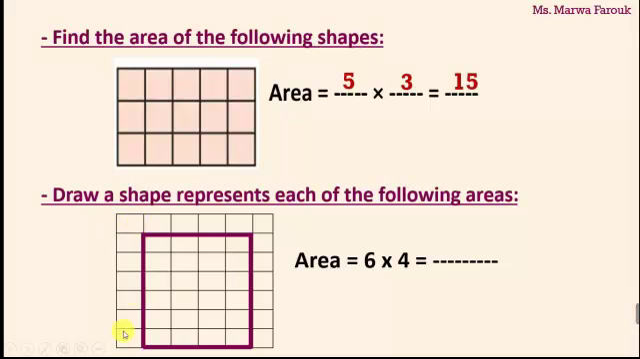This is our shape. So I drew here a shape that has area of 6 times 4. And 6 is the number of rows and 4 is the number of columns. And I can switch. I can draw 4 rows and 6 columns as you like. So what is the area now? 6 times 4 equals 24.